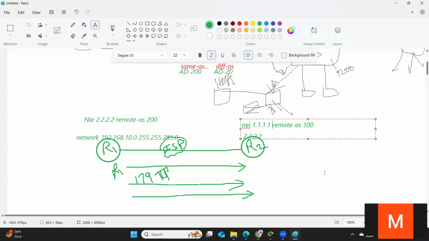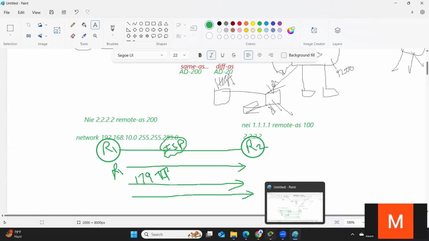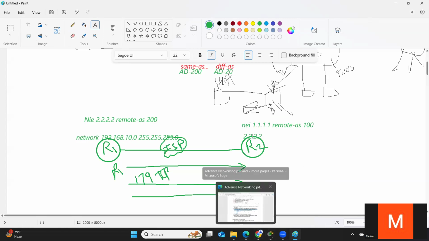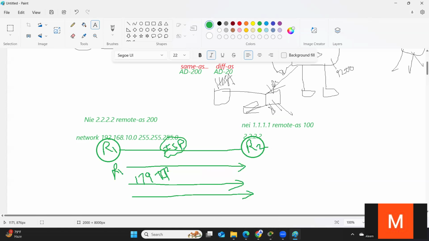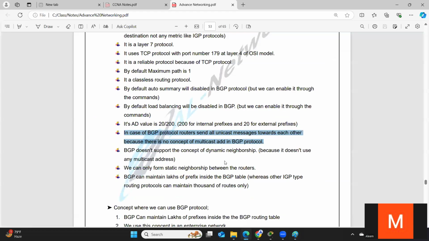So that is the reason here we don't have a multicast concept. Anyway, I'll show you in the lab how we'll configure and how we will form the neighborship. So in case of the BGP protocol, routers send all unicast messages towards each other because there is no concept of a multicast address.